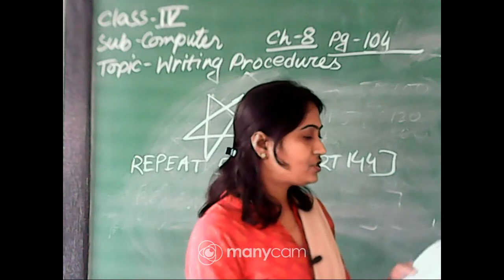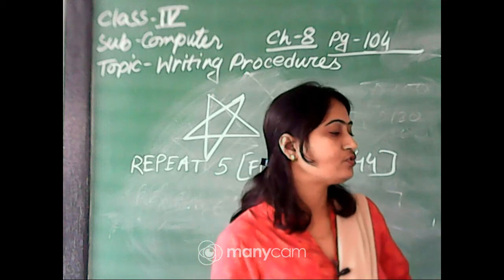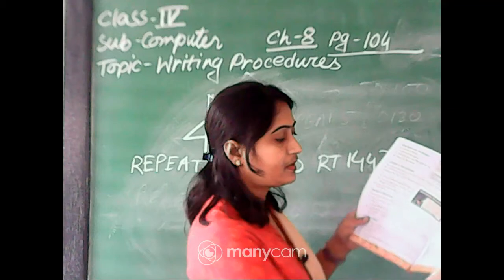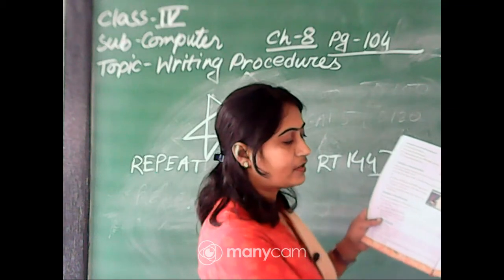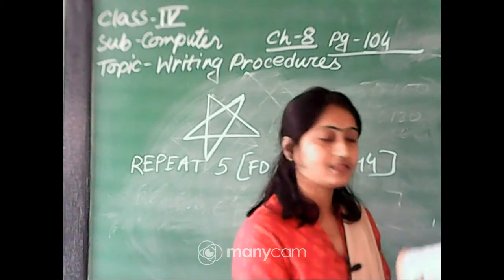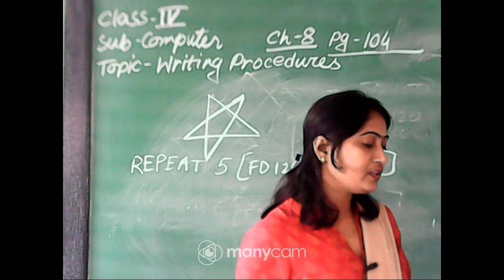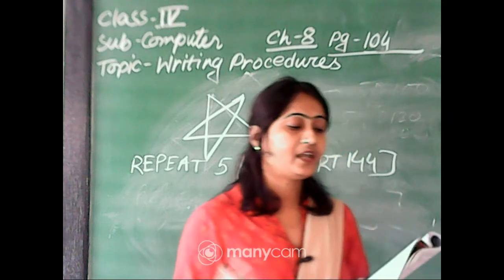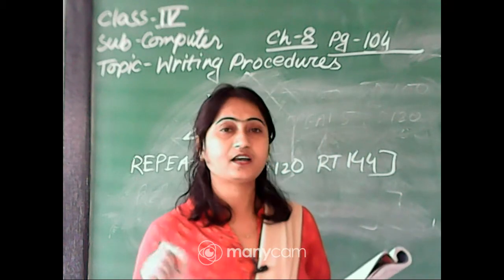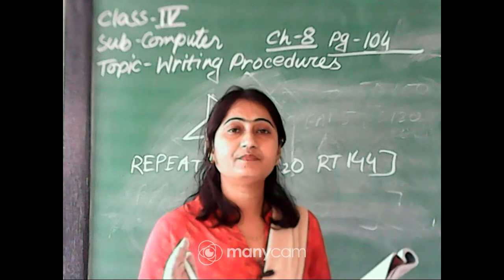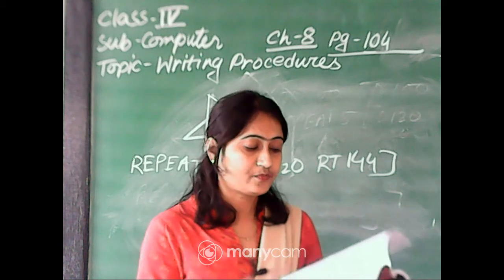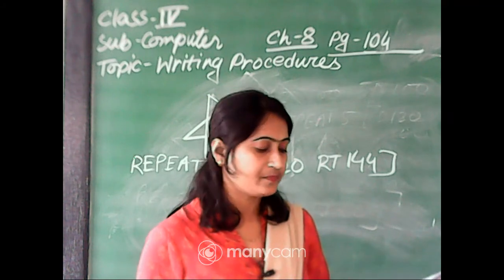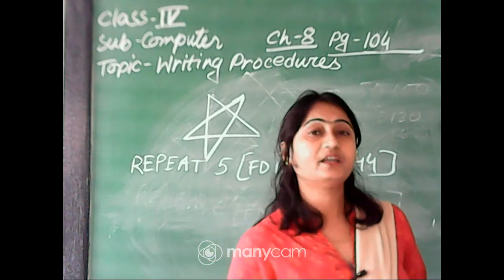Now, let us check this part. Write the procedure to draw the following: a pentagon using the repeat command, which I already showed: repeat 5, FD 100, RT 72. A triangle without using the repeat command: FD 100, RT 120, FD 100, RT 120, FD 100, RT 120. Next is a square, using and without using the repeat command.